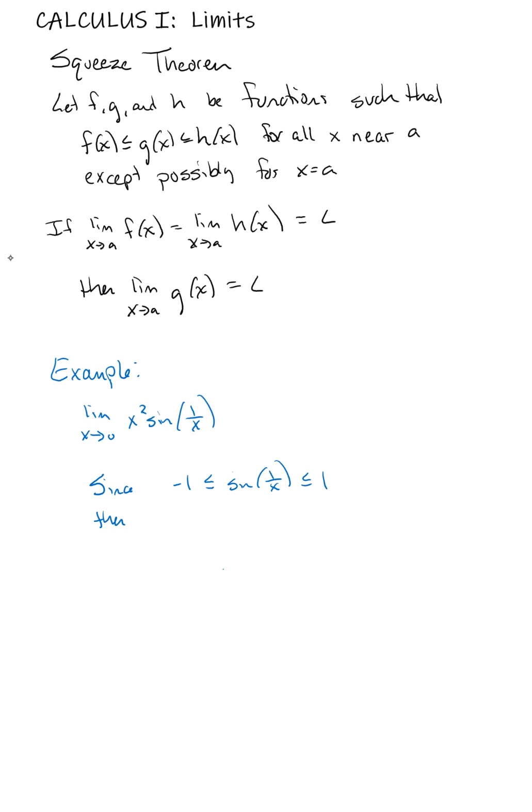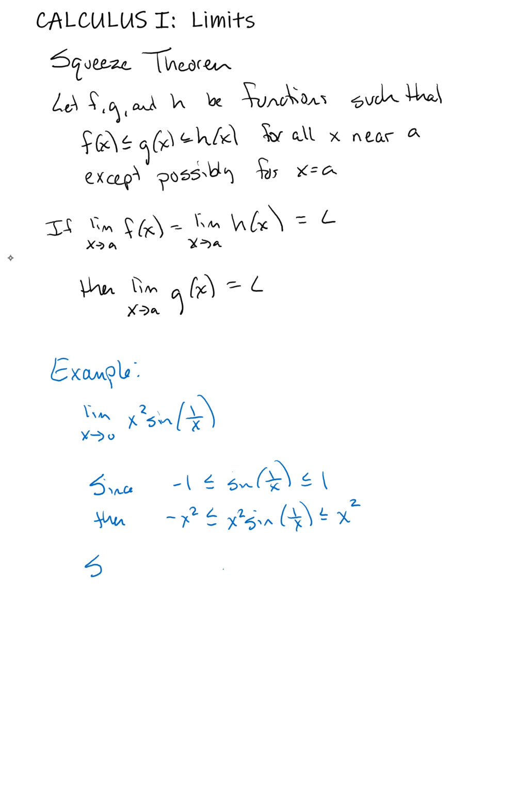Then I need to get x squared times the sine of 1 over x. So let's go ahead and multiply all this by x squared. x squared is positive, so that means this is completely acceptable. It does not change my inequalities one bit. Okay? All right. Now let's take a look at this stuff.